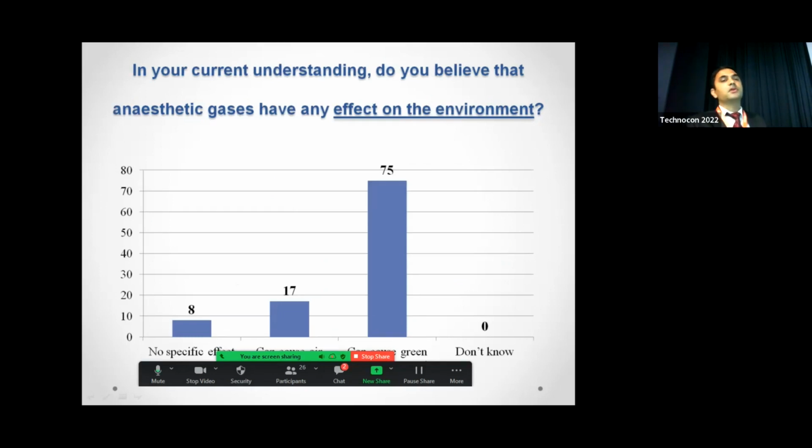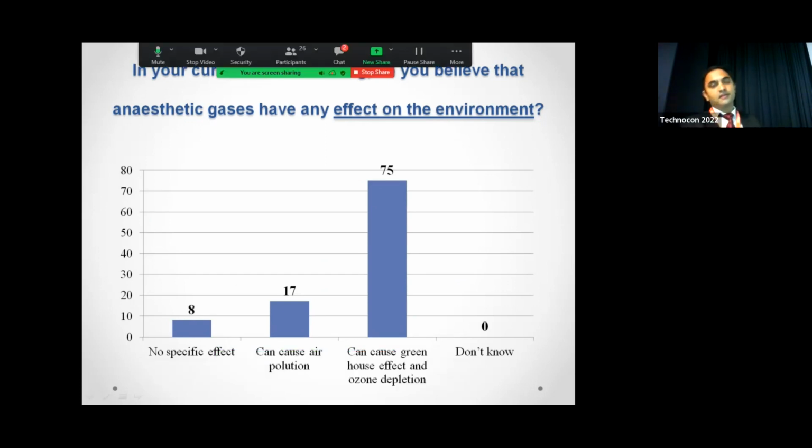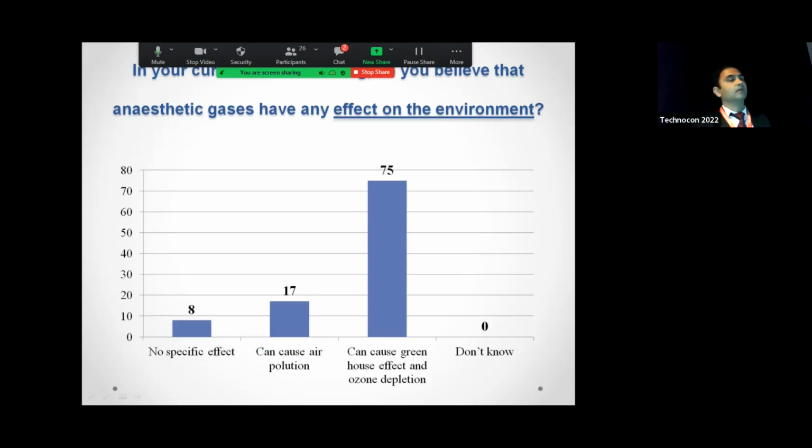The next question was, in your current understanding, do you believe that anesthetic gases have any effect on the environment? Most residents answered that they can cause the greenhouse effect and deplete the ozone layer. This shows their knowledge update regarding the effect of anesthetic agents on the environment.